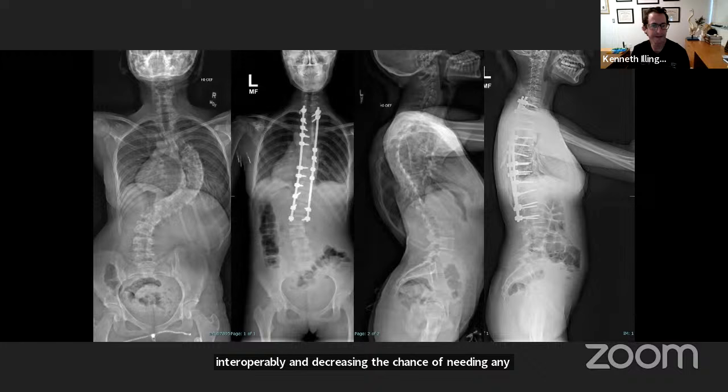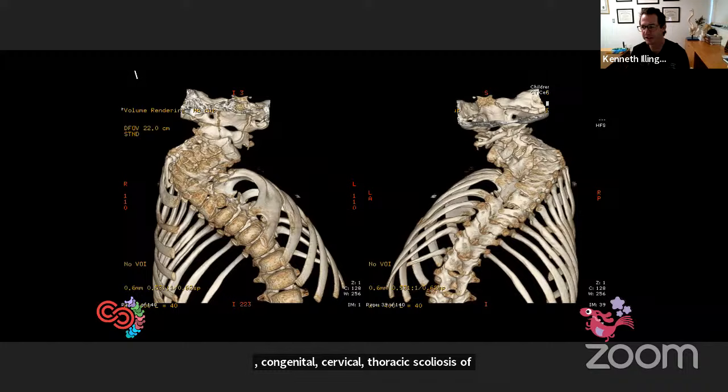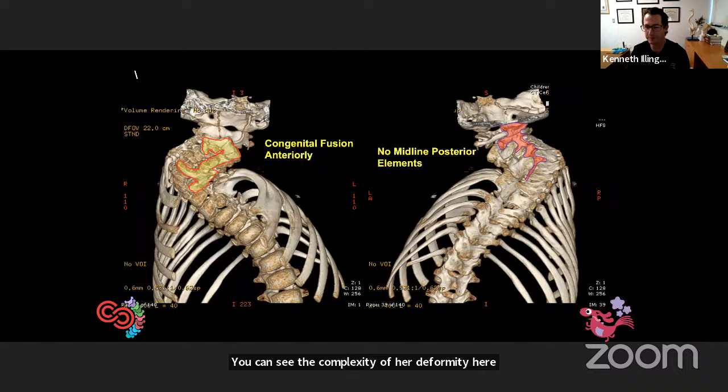This is the last case that I have. I'll run through it really quick. Here's a kid with Goldenhar syndrome, congenital cervicothoracic scoliosis of over 120 degrees. You can see the complexity of her deformity here with anterior fusions, lack of posterior midline elements, and just a huge, huge problem, huge deformity here.